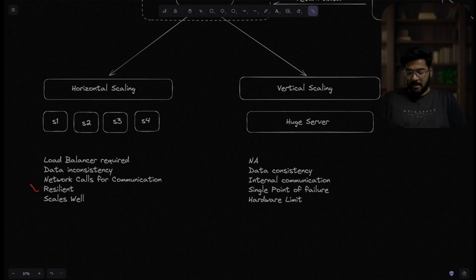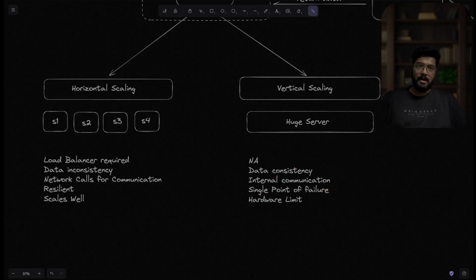Third is, we need to have network calls for communication. So we have multiple servers, but we need some kind of communication between all these servers to keep our data consistent across all. So for that, we need network calls for communication between these servers. And in our vertical scaling case, we only need the internal communication. We don't need any network calls.